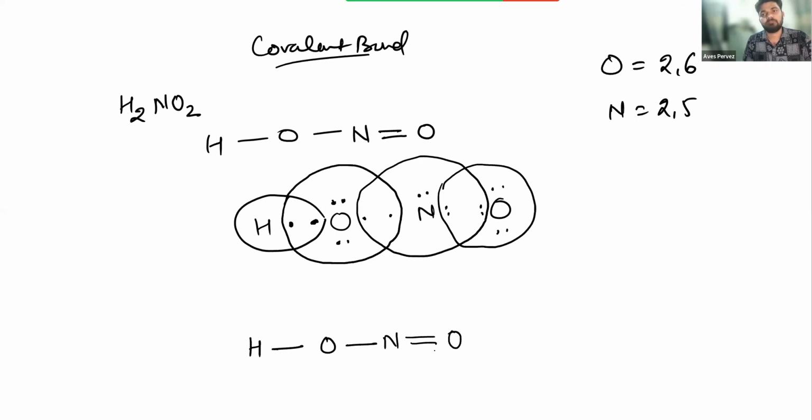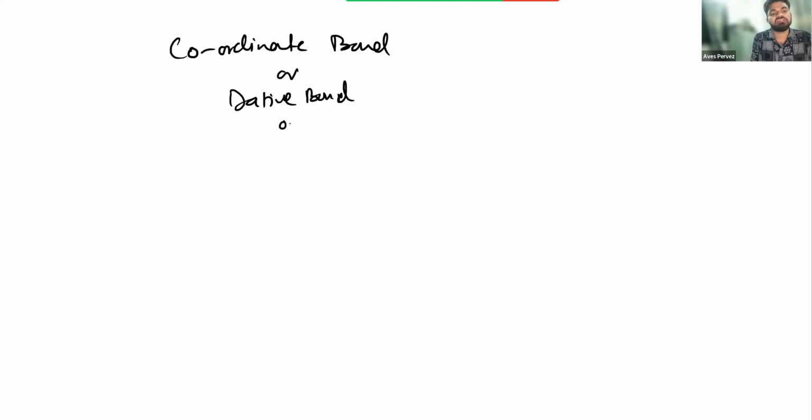Got it? Yes. The similar type of bond is called a coordinate bond, and we call it a dative bond. Covalent bond is the bond that is formed by sharing of electrons. Now here we have a similar type of bond, called a coordinate bond, also called a dative bond, or a semi-polar bond.